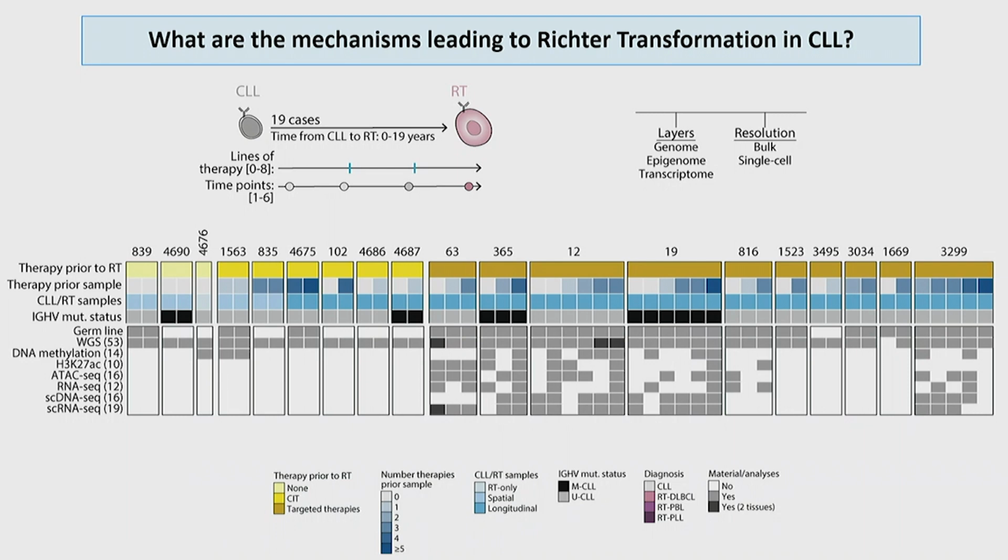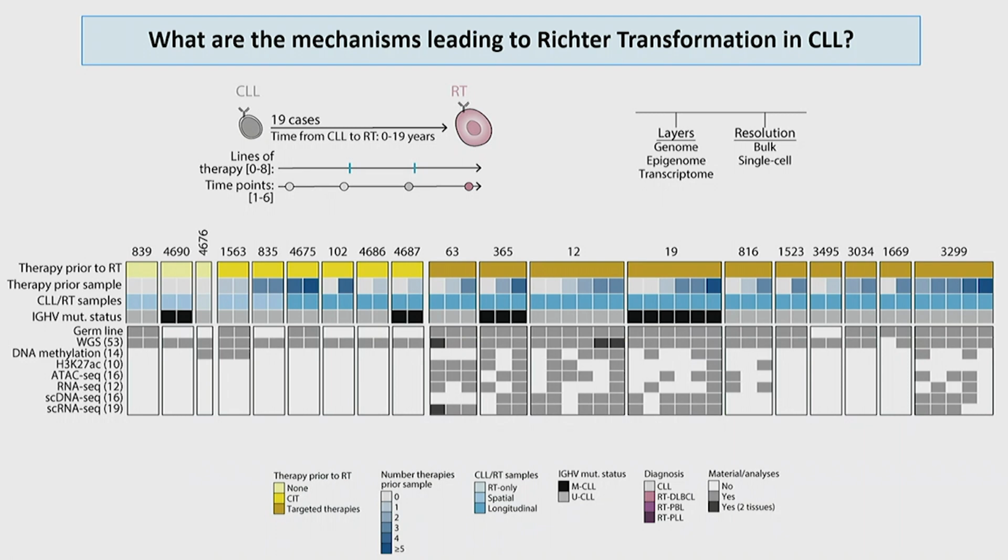And they were treated with... the first 3 were not treated because it was discovered at the same time. The others were treated with chemoimmunotherapy, and the others, in addition to this traditional treatment, were treated with novel agents, particularly BTK inhibitors. And in all these cases, we sequenced the whole genome.